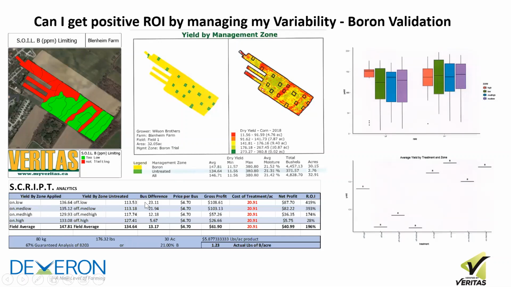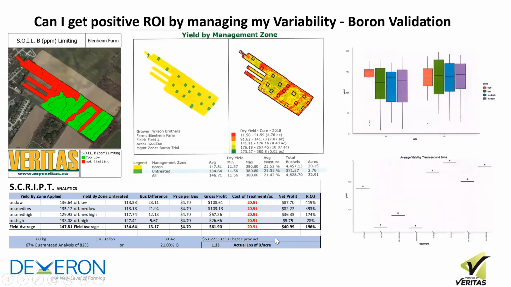In our low yield zone, we made 23 bushels of corn from 1.25 pounds of actual boron. In our below average, 22 bushels, and our above average, 12 bushels, and on our high yield zones, 5.5 bushels, right? At the end of the day, 13 bushels of response, $60 gross profit, $21 in application and script cost for a $40 net profit in our pocket per acre across that farm, right?